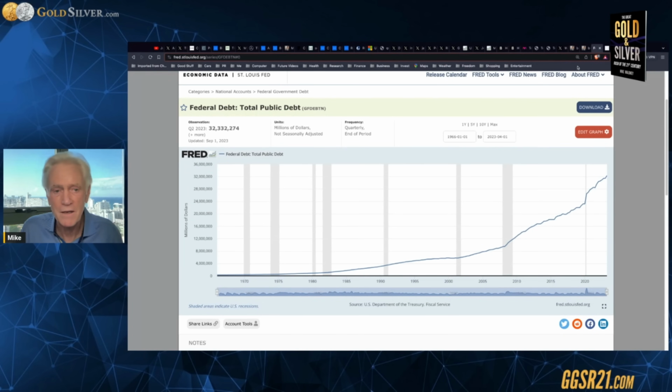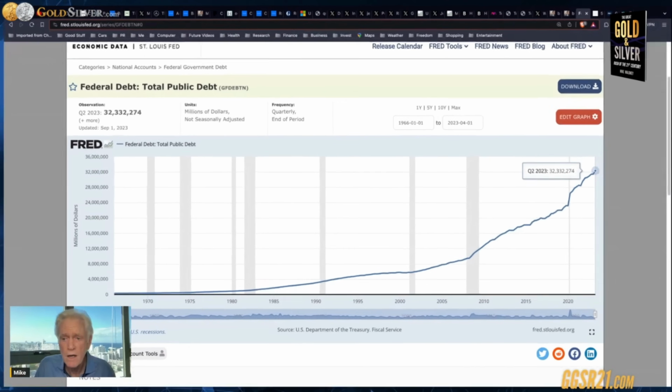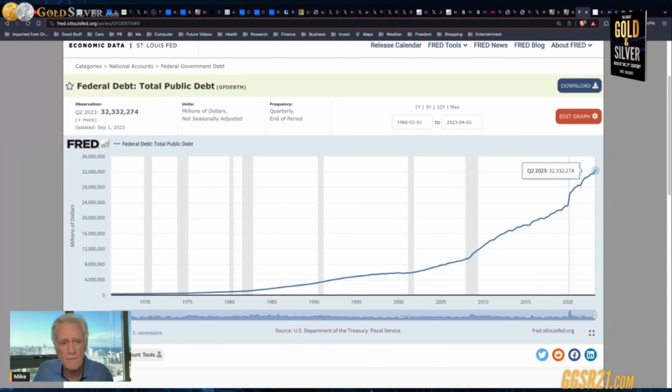So let's take a look at the Federal Reserve's total federal debt, total public debt. The federal debt, they're the ones that get to spend it, and they stick us with the bill. Now, I want to point out that this is as of Q2 of 2023. It's actually about $33.5 trillion instead of $32.33 trillion, because this was updated September 1st for the second quarter. On December 1st is about when we're going to find out what the third quarter was.